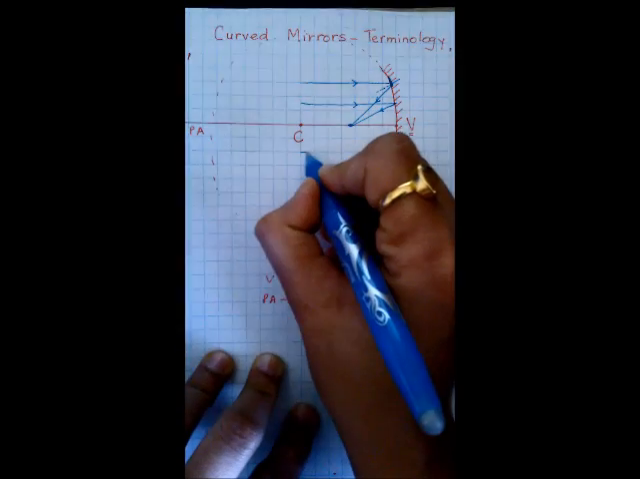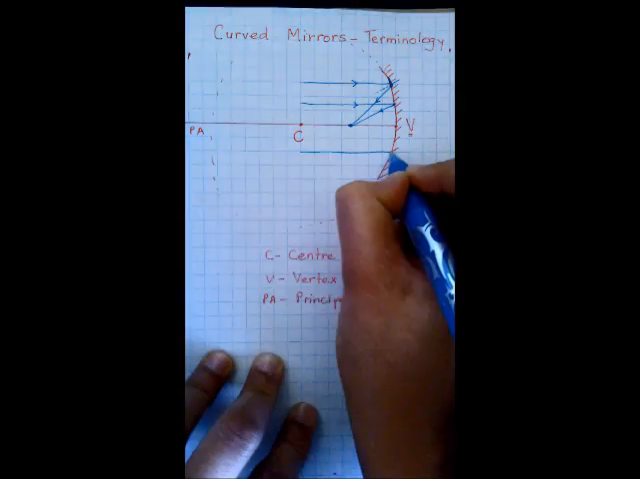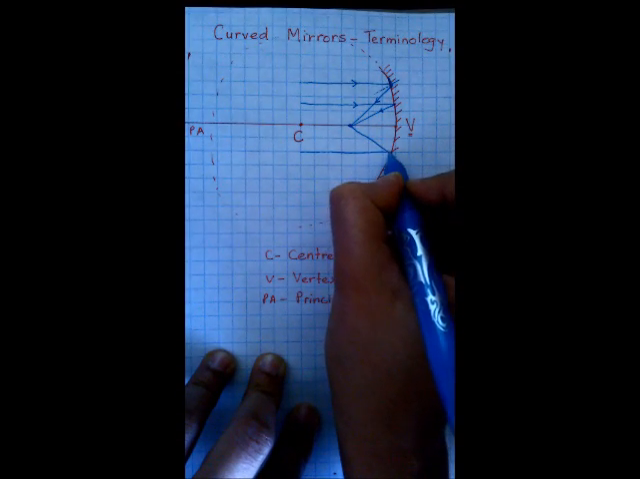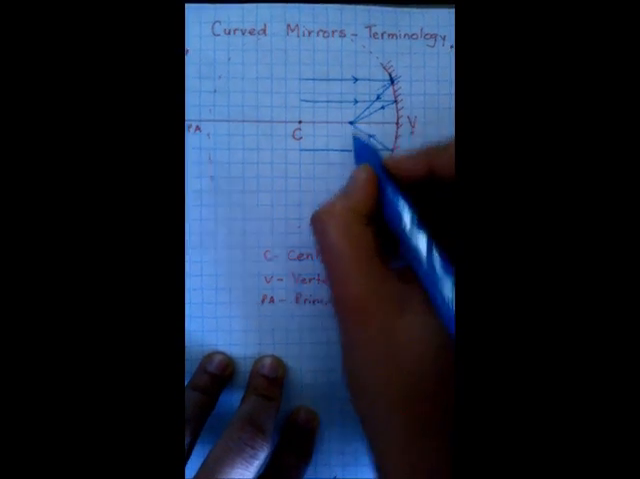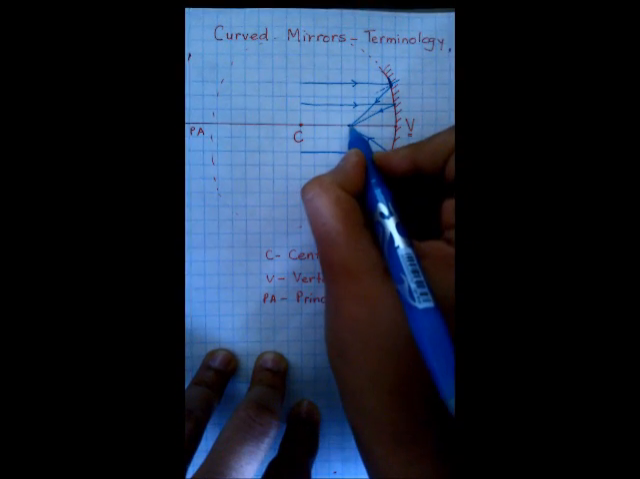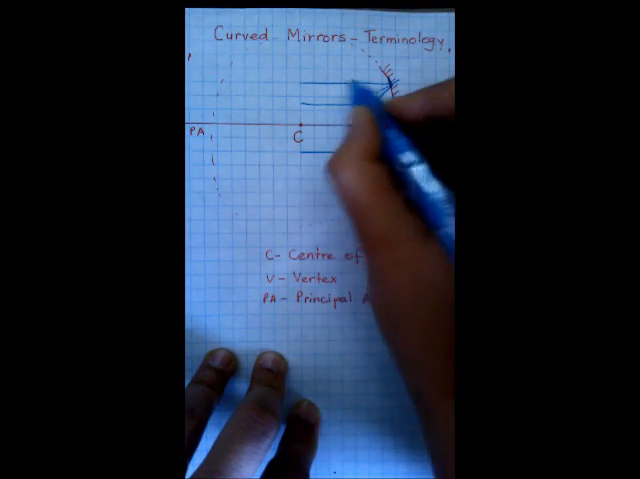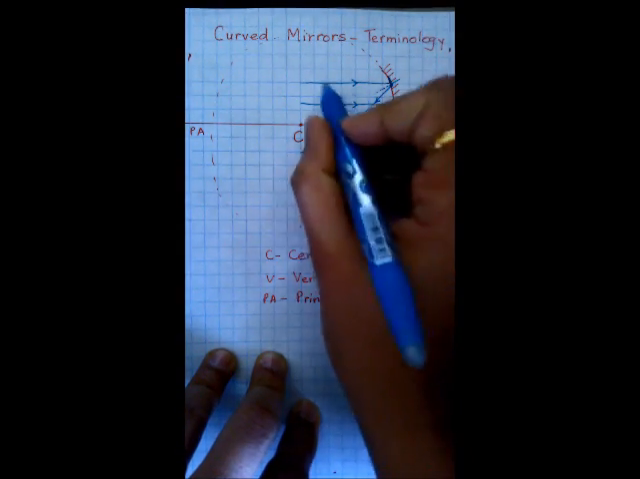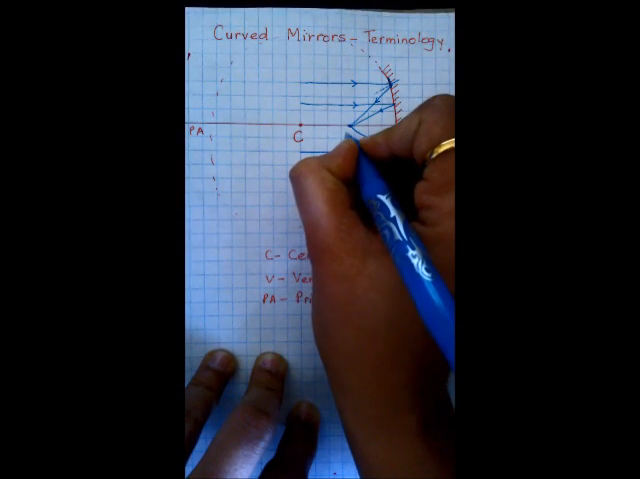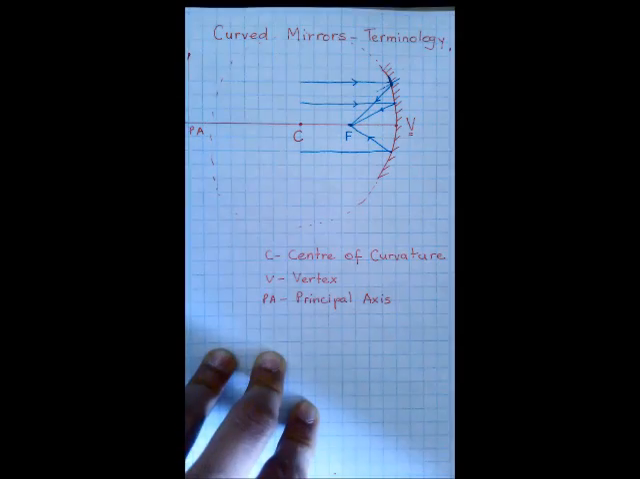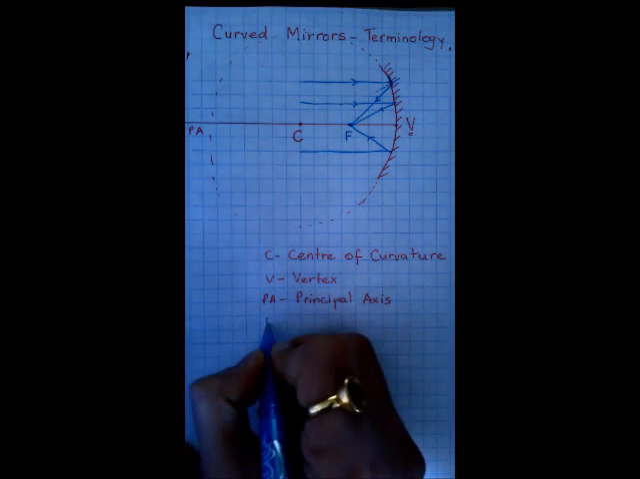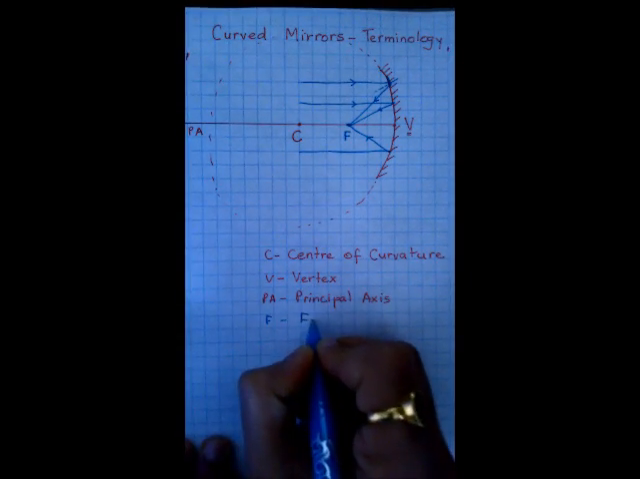We can draw a couple more such parallel rays. These will all reflect and they will all meet at one specific point on the principal axis. The point at which all these reflected rays from the parallel beam meet is known as the focal point, represented by F.